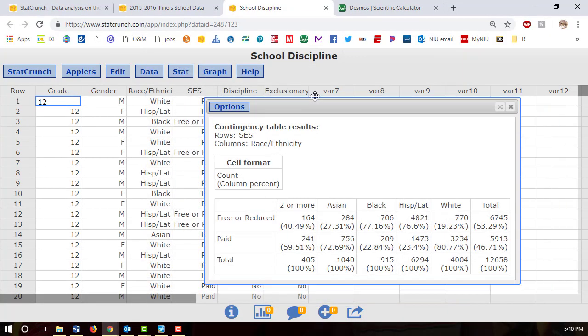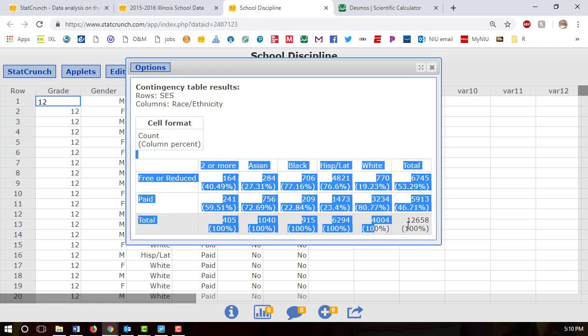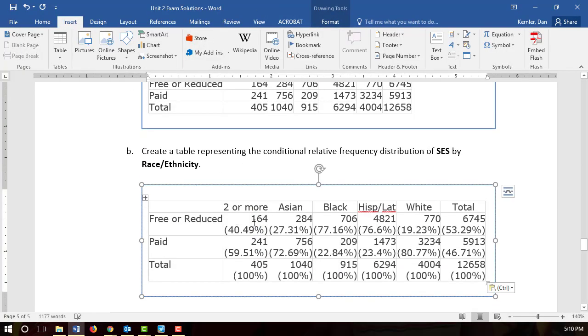Let's double check. So is this telling us the distribution? So for students who are 2 or more races, yeah, 40% are free or reduced, 60% are paid. For students who are Asian, 27% are free or reduced, and 73% are paid. So yes, this is it. Now I do just want those percentages. So I'm going to paste this in here. But then I want to do, this is a lot of editing.